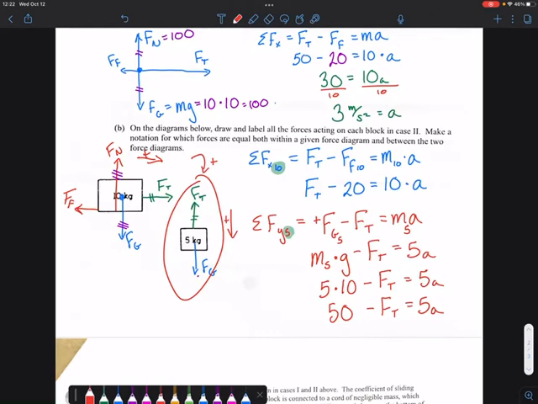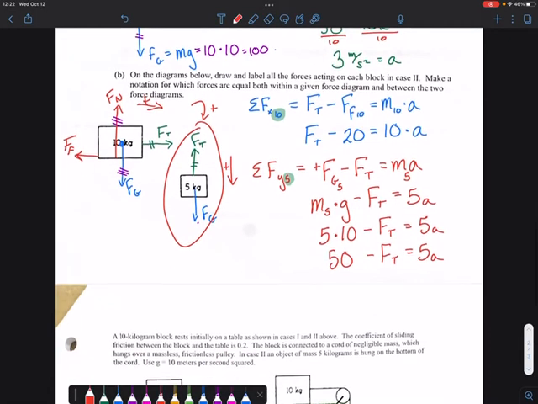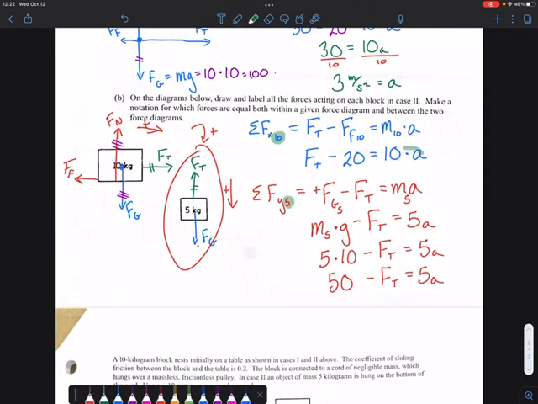Okay, so now we have 2 equations and 2 unknowns. So this is one equation, and this equation. They have the same tension and the same acceleration. So I just need to make a system of equations. Okay, so I could solve for FT in one of these and plug it into the other one, or I could solve for acceleration in one and plug it into the other. I think that it's easiest to solve for tension, because then I don't have to do division.